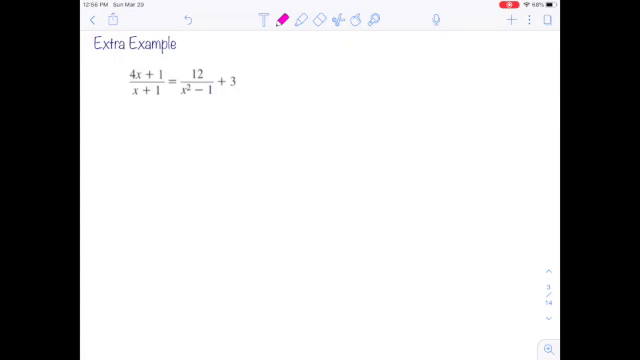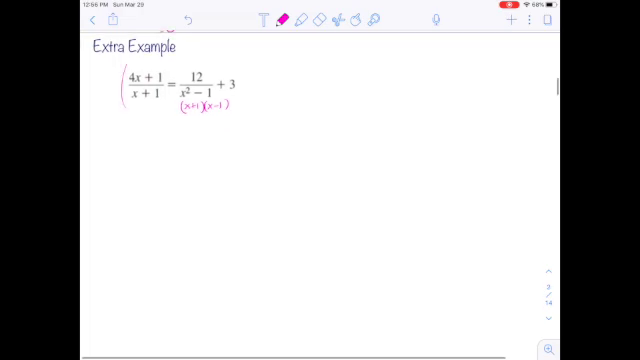Moving on, here's another example, just a little extra layer that you have to factor. In this denominator, that's a difference of 2 squares, so it'll factor into x plus 1 times x minus 1. And so your least common multiple would be the x plus 1 times x minus 1 that you multiply every term by. So multiply through x plus 1 times x minus 1.